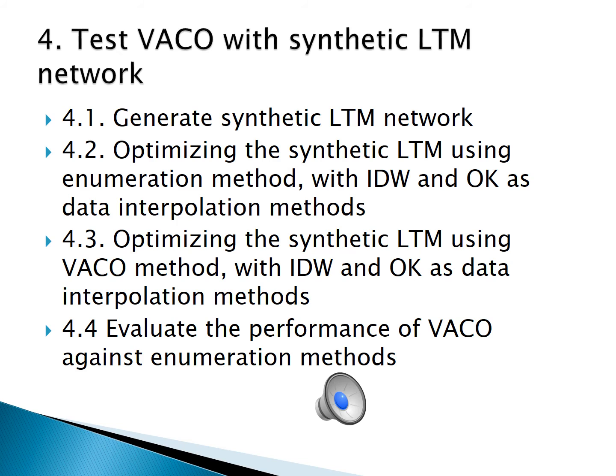Chapter 4 covers 4 sections. Section 1, generate synthetic LTM network. Section 2, optimizing the synthetic LTM using an enumeration method with IDW and OK as data interpolation methods. Section 3, optimization of the synthetic LTM using the variable ACO method with IDW and OK as data interpolation methods. Section 4, evaluate the performance of variable ACO against enumeration methods.